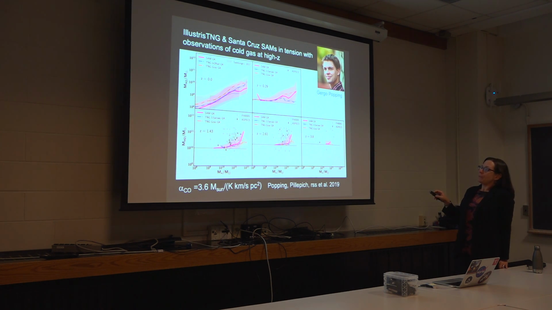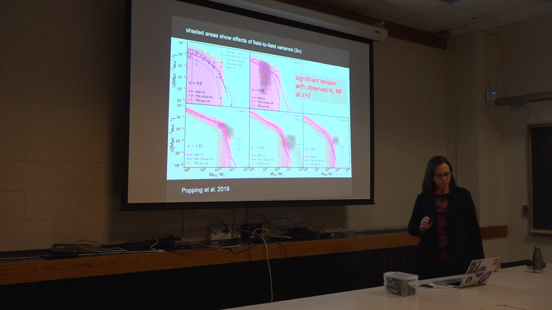Now let's look at what ASPECS sees. So at redshift 1.4, 2.6, 3.8, here are points from ASPECS and also from another survey called PHIBSS. And you can see that neither model seems to predict enough galaxies with very large reservoirs of molecular hydrogen, and getting worse as we go back in cosmic time.